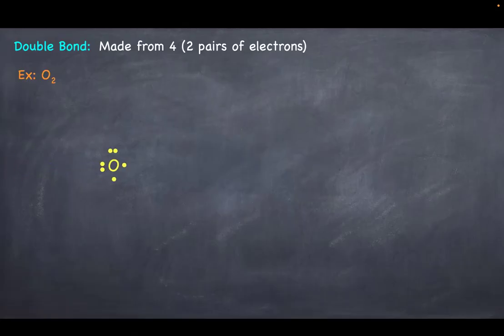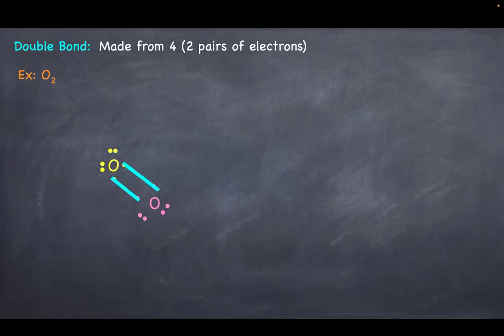Now let's take a look at an example that has a double bond in it. A double bond is made from 2 pairs of electrons being shared. For example, if you have something like O2, each O belongs to group 6, so it brings 6 valence electrons. The other O does the same thing. And now these electrons that are alone, we can connect them together.